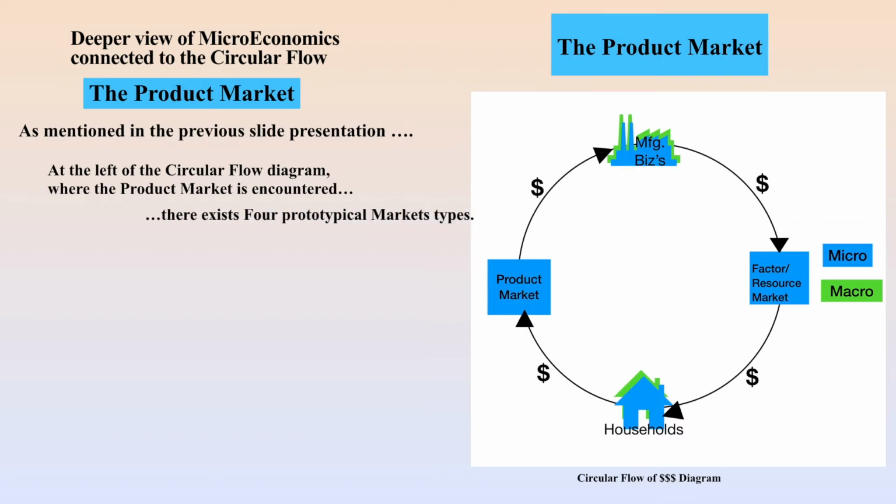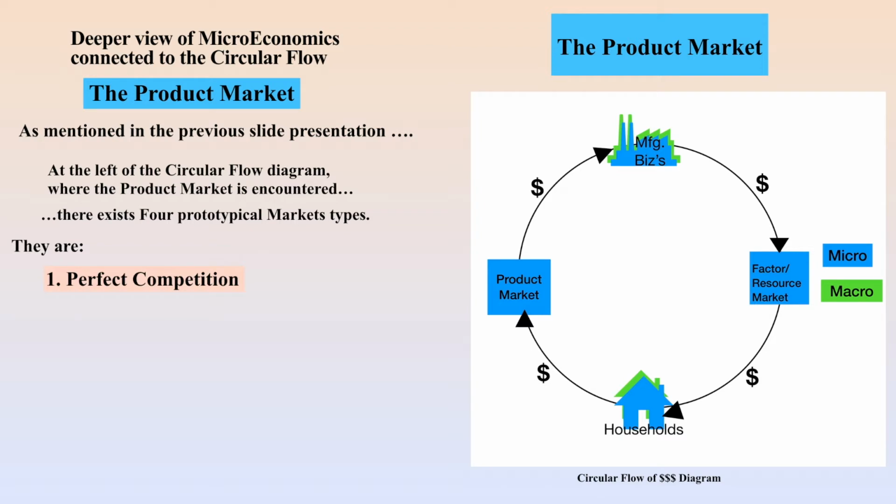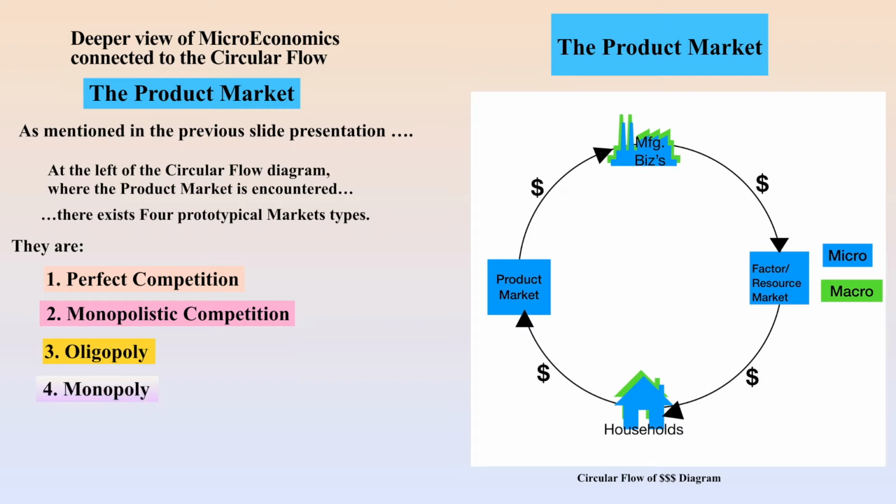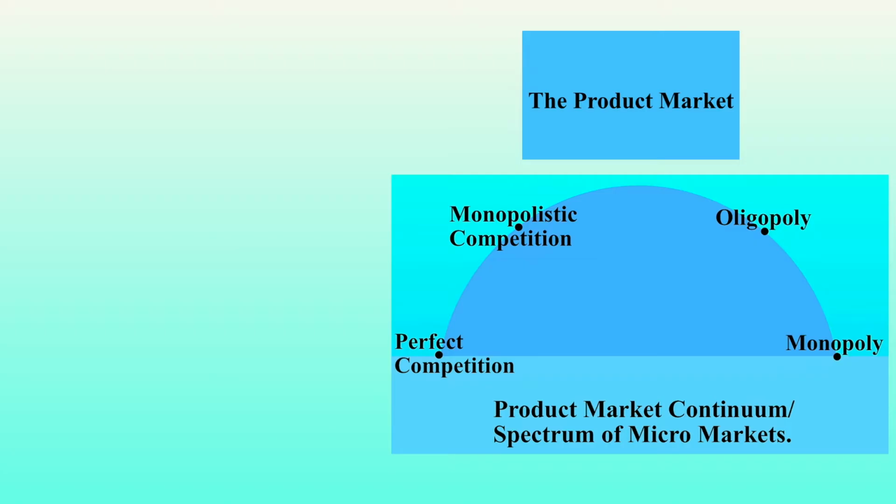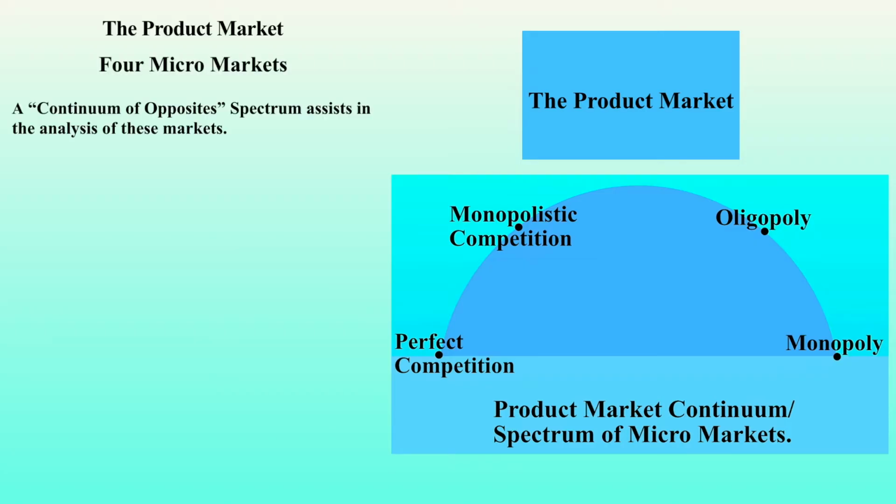And in this market, there are 4 types of prototypical markets, archetypal markets, if you will. They are perfect competition, monopolistic competition, oligopoly, and monopoly. A continuum of opposites spectrum assists in the analysis of these markets.